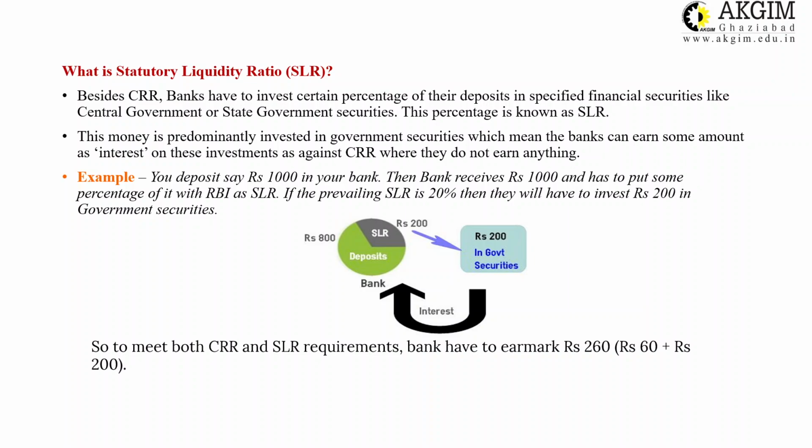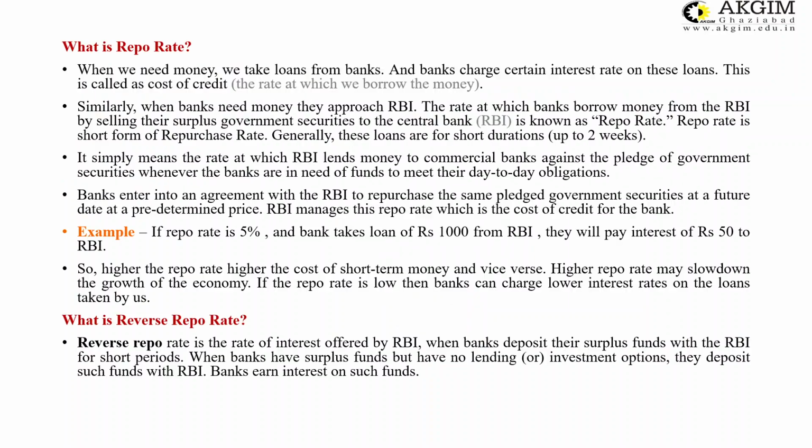The difference between CRR and SLR is that in the case of the SLR, the commercial banks get some returns also. So this is again one of the monetary instruments available with the RBI to control the money supply in the economy. Whenever they see there is more money supply in the economy, they increase the SLR. But when they see there is no need for more circulation of money in the economy, they reduce the SLR accordingly. So this is the second instrument that helps the RBI to control the money supply in the economy.